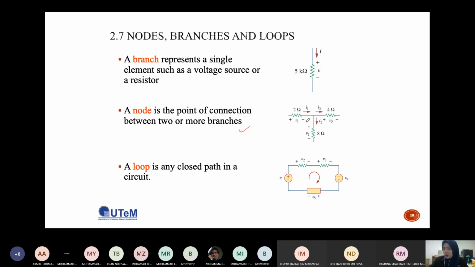A node is the point of connection between two or more branches. So if you look here, you have three branches: the first branch, the second branch, the third branch. This is the point of connection, so the point of connection of the three branches we call a node. And the last one is the loop. A loop is any closed path in a circuit. So this is the circuit and this is the closed path. Okay, so this is the loop.